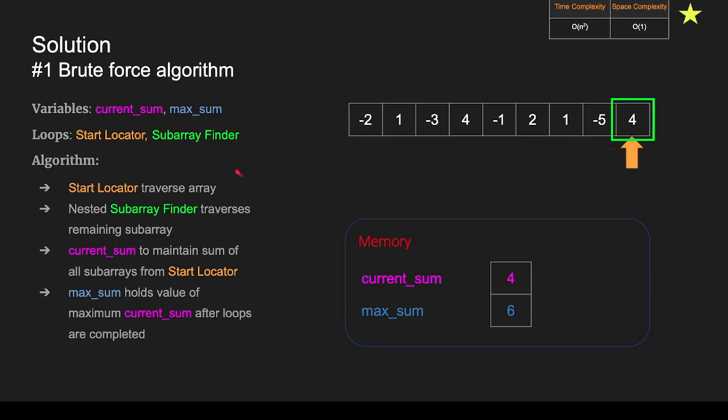As we have only two variables, current sum and max sum, which are independent of the size of the array, the space complexity is O(1). And the two loops make the time complexity equal to O(n) square.